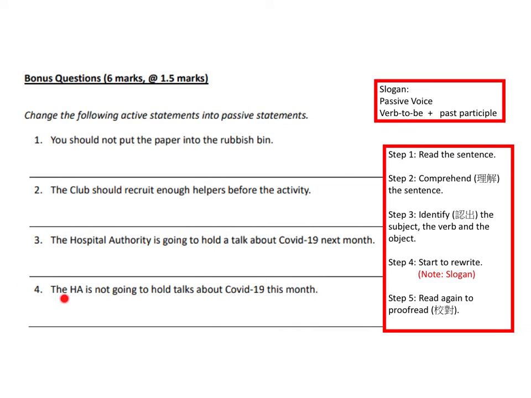Number 4. Step 1. DHA is not going to hold talks about COVID-19 this month. Step 2. 醫管局將係唔會舉行有關 COVID-19 嘅講座喺今個月。咁呢一句將會變成呢一個月呢,關於 COVID-19 嘅講座呢,係唔會被醫管局舉辦㗎。Step 3. Subject DHA, verb is not going to hold. Object talks about COVID-19. This month it is the adverbial which is about when.